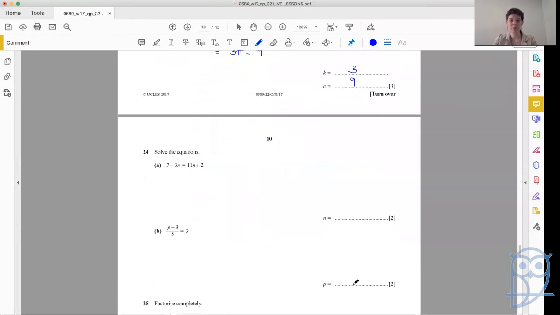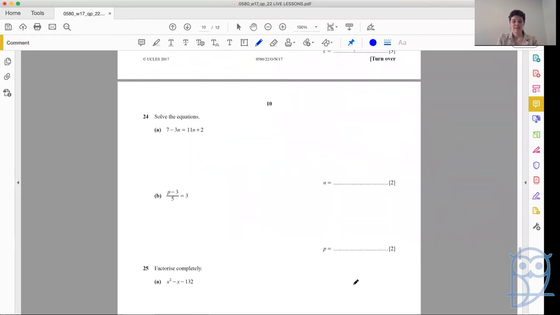Let's move on to some equations. Solving equations, 7 minus 3n equals 11n plus 2. So we need to move some things across. Nice to have positive n's. So plus 3n on both sides. And we would have 7 left alone equals 14n plus 2. Well, we want n on its own, so we get rid of the 2, minus 2 on both sides.